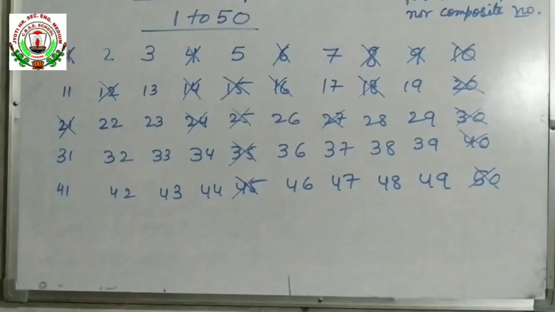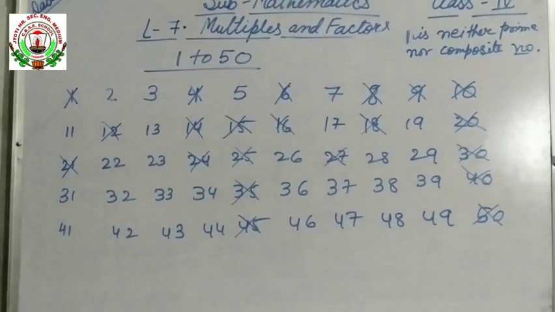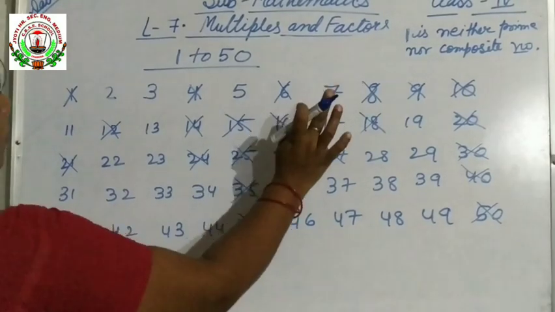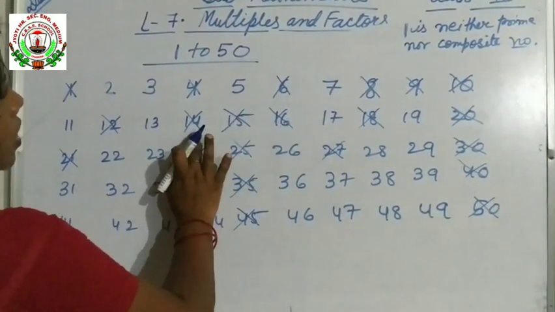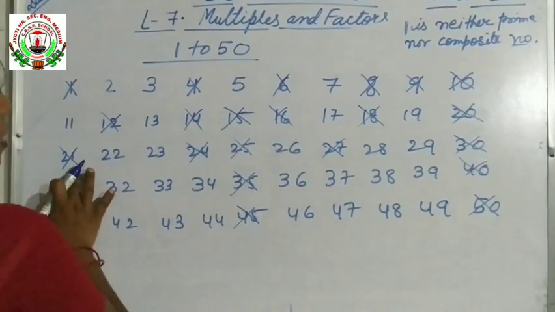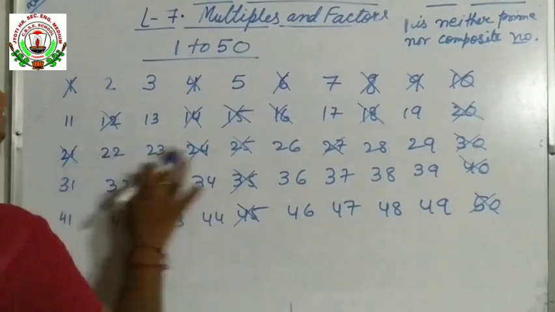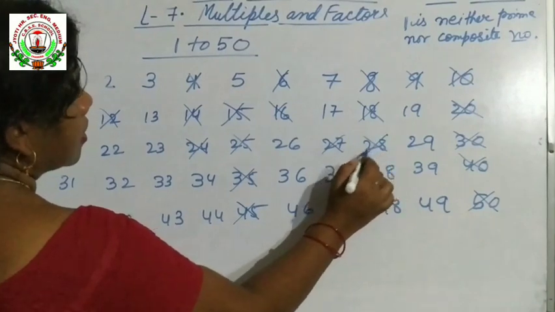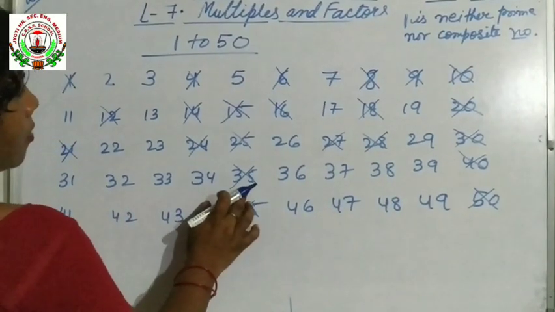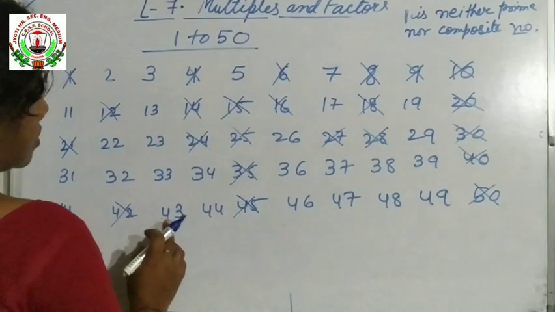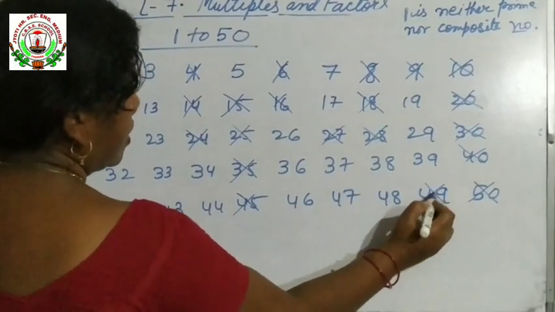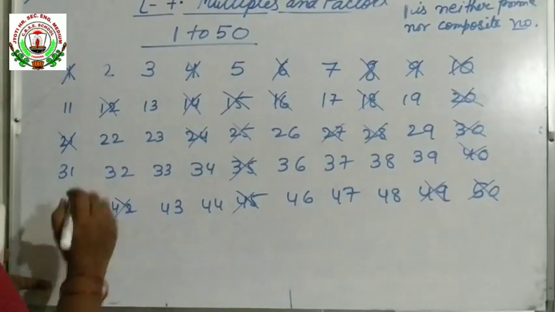Next, cross out all the multiples of 7 except 7. We leave 7, and whichever are multiples of 7 we cross out. 7 2 is 14, 7 3 is 21, it is already crossed. 7 4 is 28, 7 5 is 35, already crossed. 7 6 is 42, 7 7 is 49.